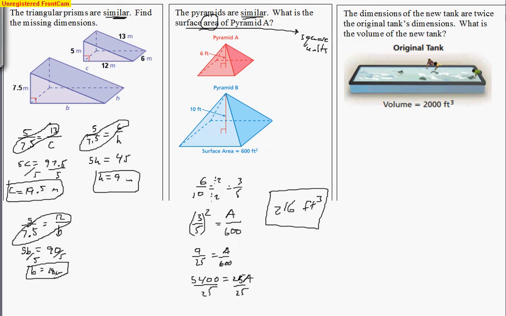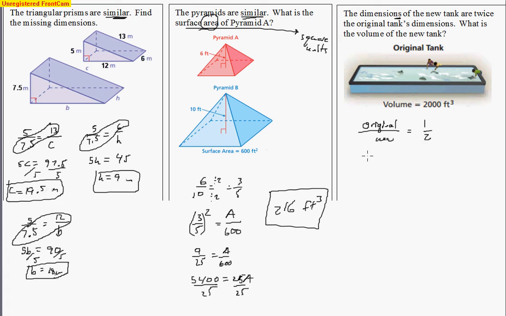So on this one, we are trying to find the volume of the tank. And again, it says that the dimensions of the new tank are twice the original, the old tank. So since it says the dimensions, that means all of them. So that means we know that they are similar figures. So I'm going to do a ratio of original to new. And so it says the new tank is twice the original. So since I did original over new, that means that if the original was 1, the new tank would be twice that number. It would be 2.